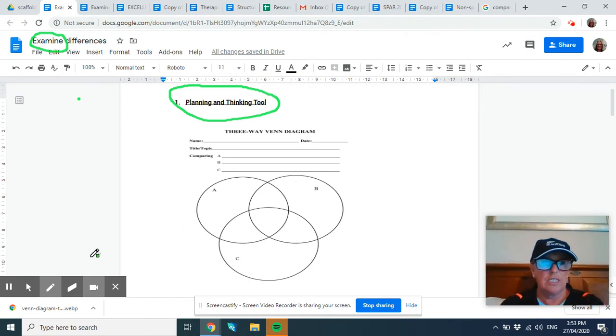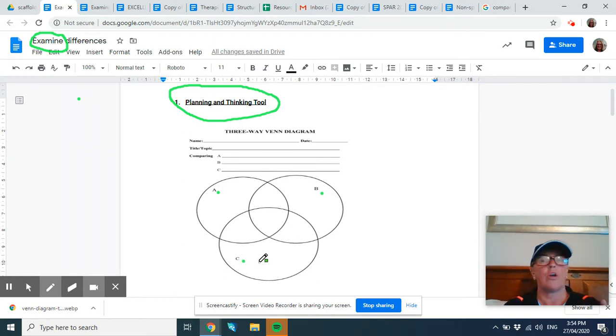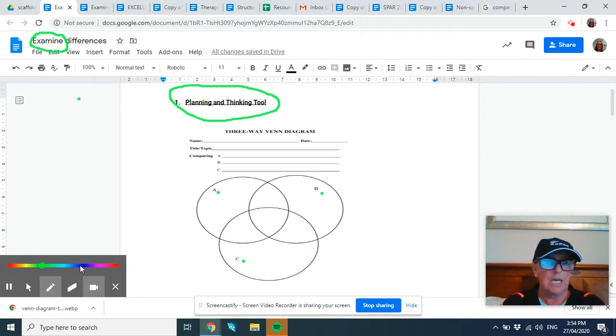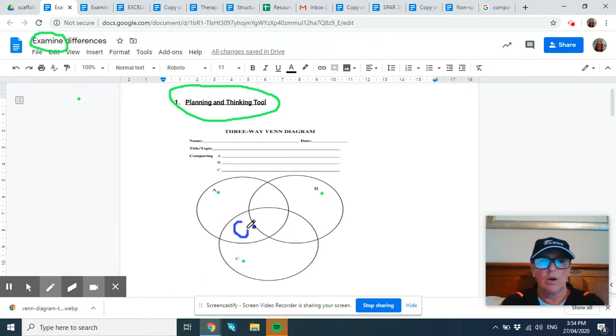Okay, so I suggest that the first thing to do is to draw three circles like this as a three-way Venn diagram. And A is your biological approach, B is your behaviorist approach, and C is your cognitive or social or psychodynamic approach, whichever you've chosen. Okay, and then these bits here, I'm going to change my color for you. These bits here are where the two approaches connect, and the same here. So I'll draw those out. Okay, and the same here.